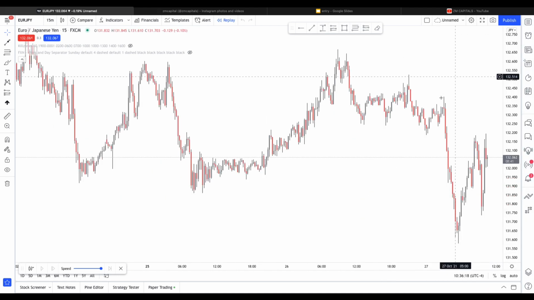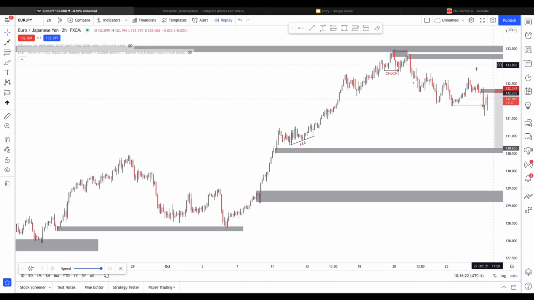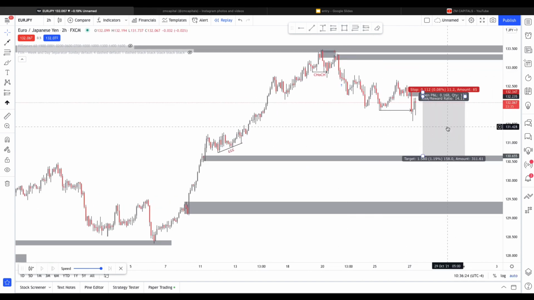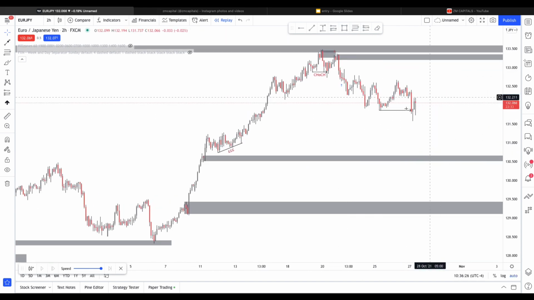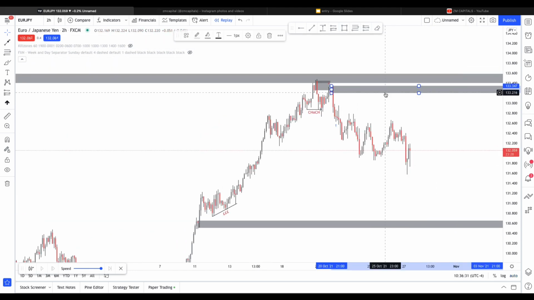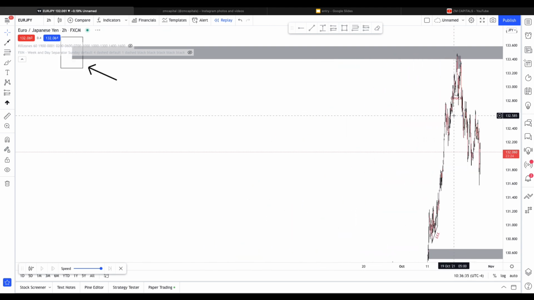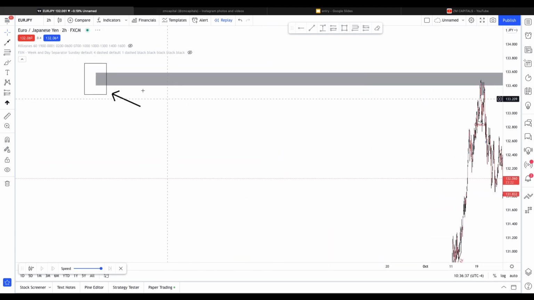Okay, before I wrap up the video, let's head over to the 2 hour. Let's ignore all of this for now. Alright, and let's zoom in to what I see. So if we head back a bit, what can we see here? Let's wait for price to load up a bit.